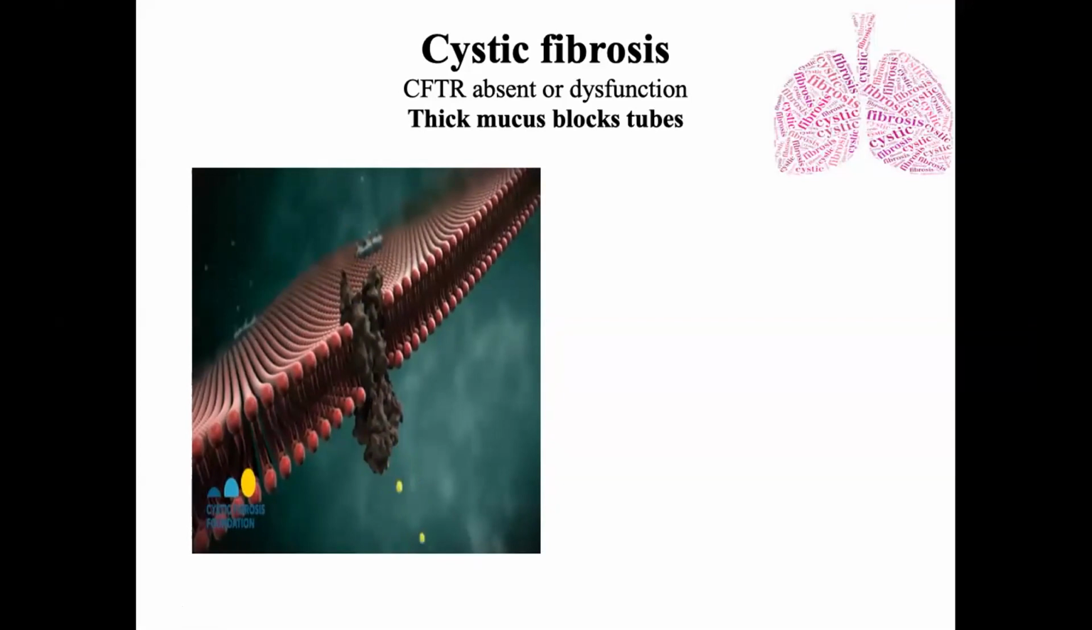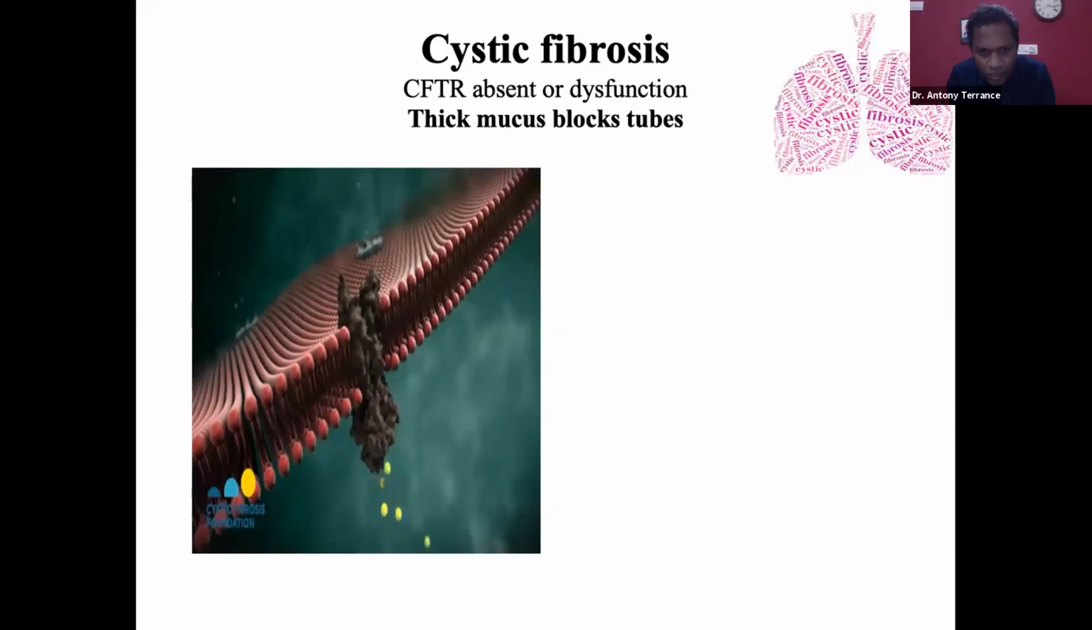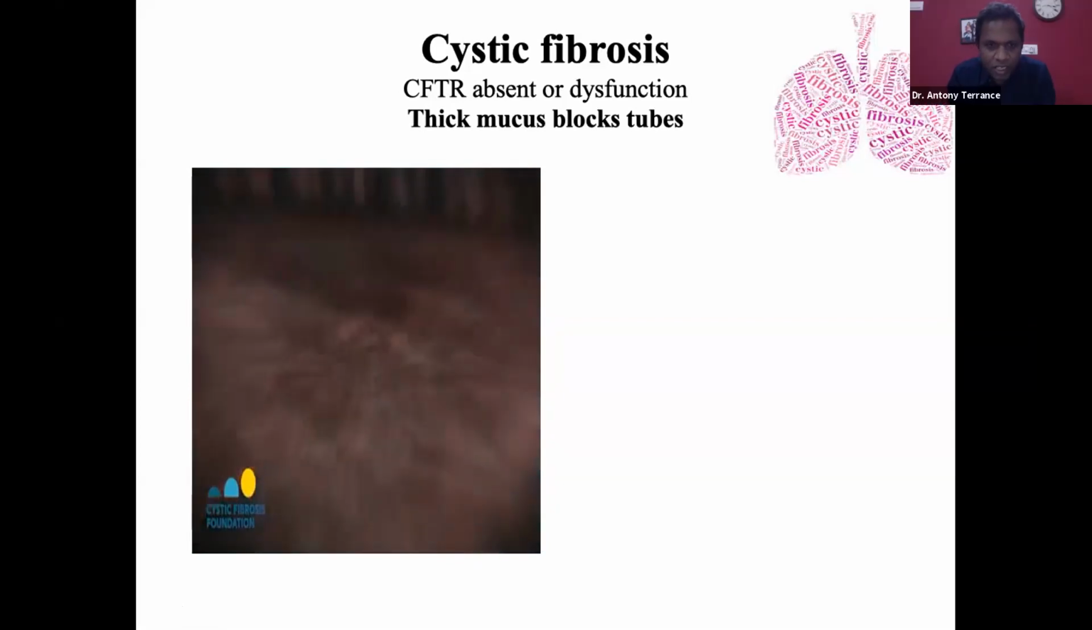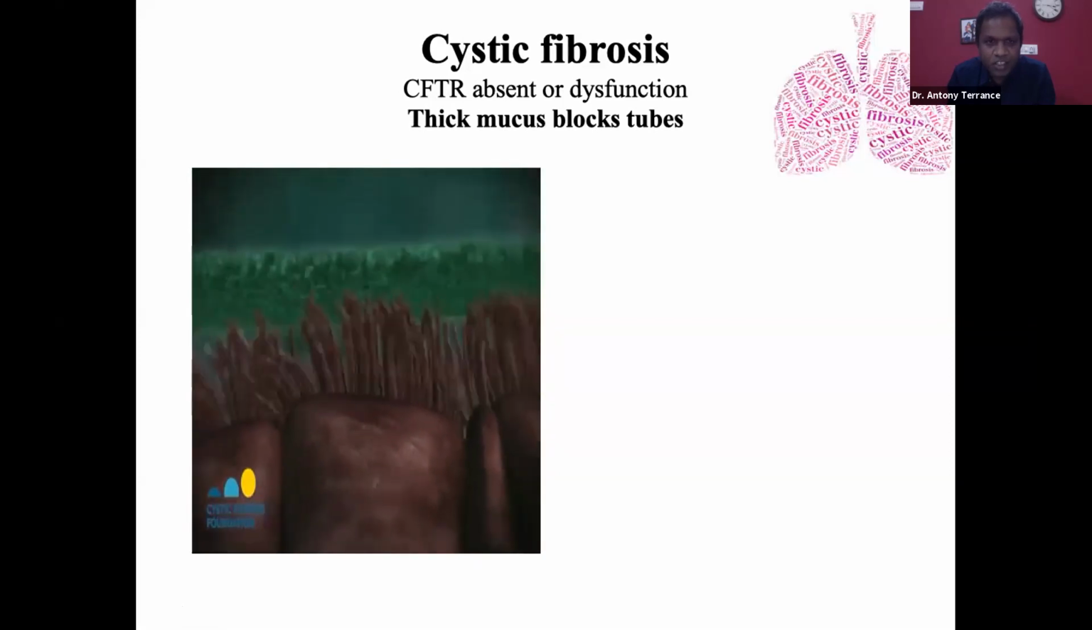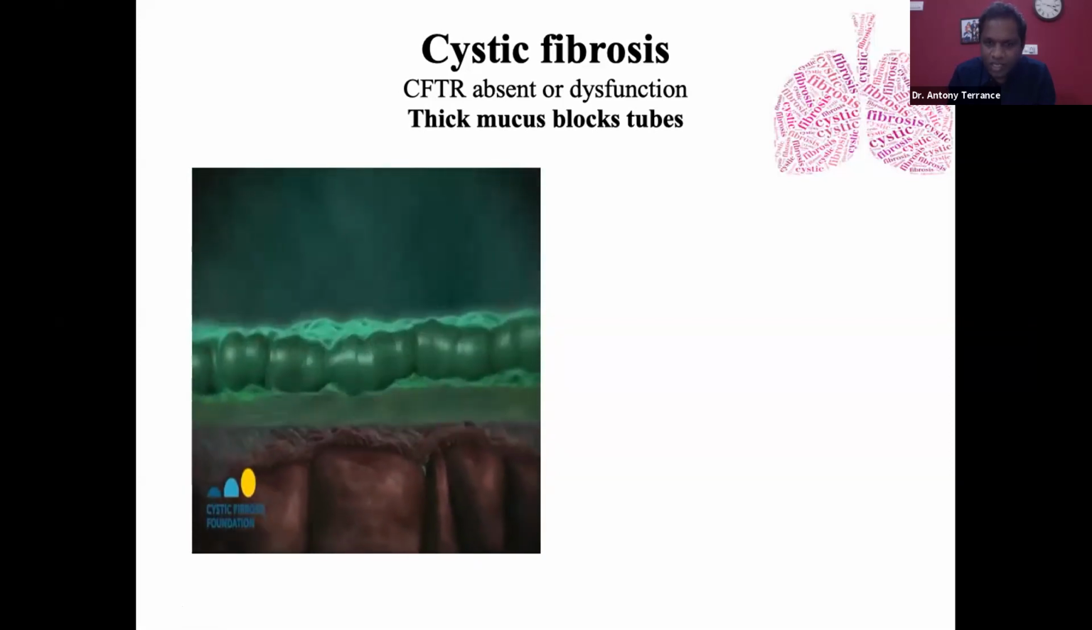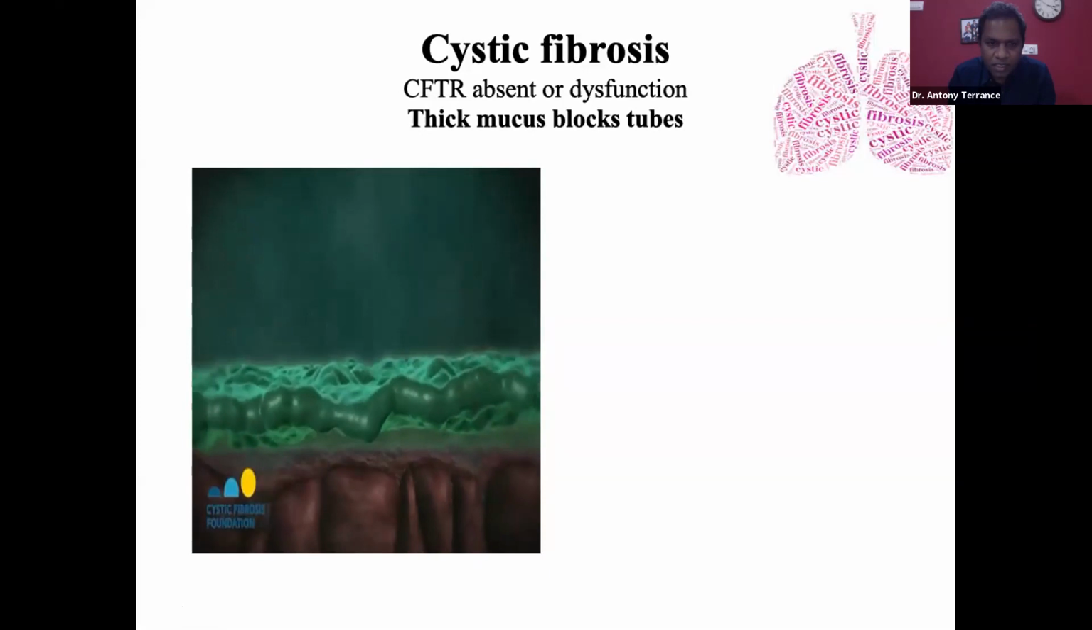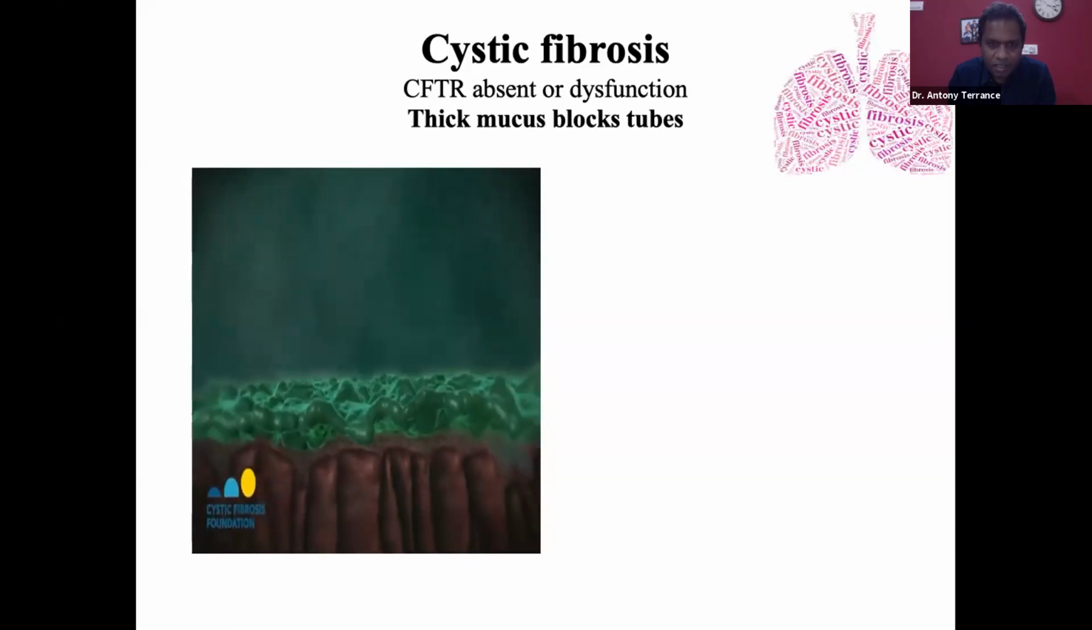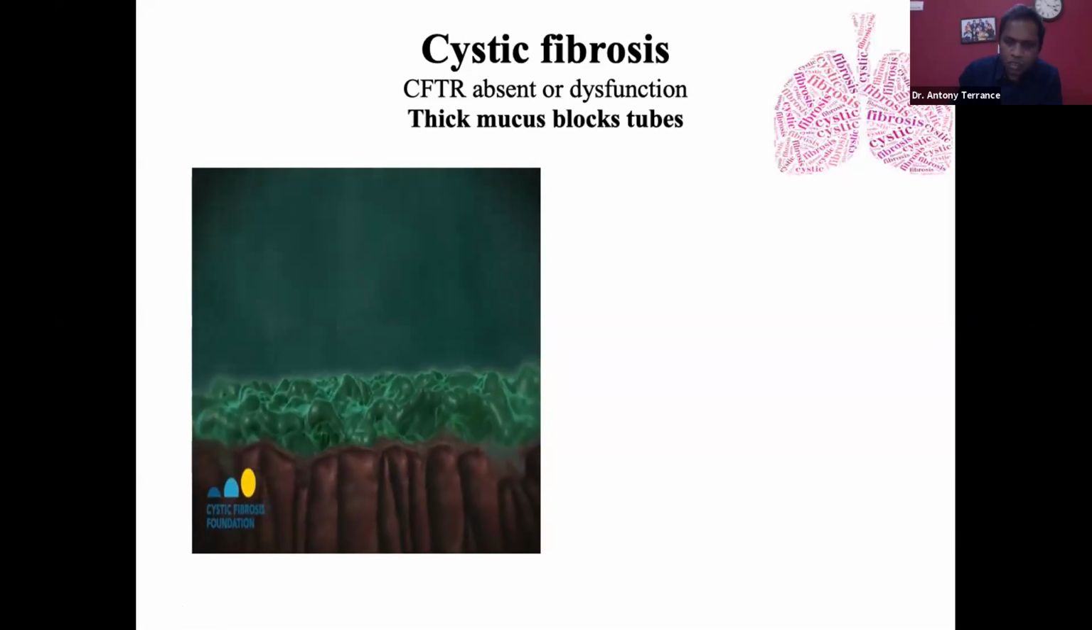Now you see the defective CFTR protein. Therefore, the ion channel is not working. The hydration of the mucus is not there. The mucus becomes very thick and it blocks the tubes.